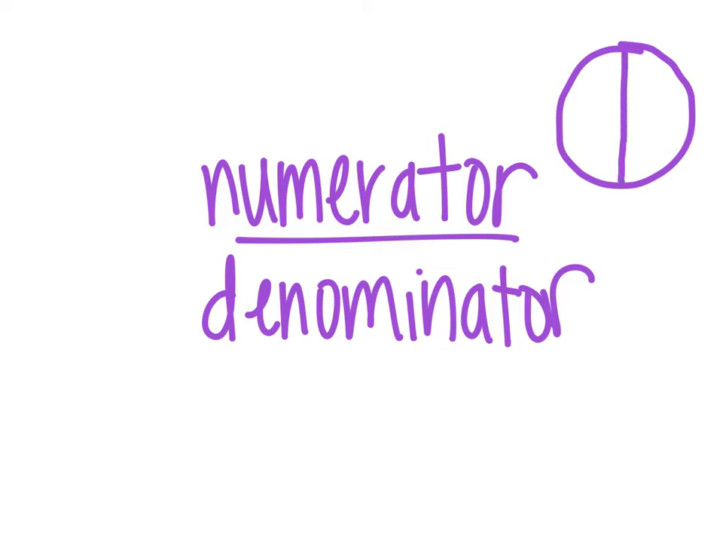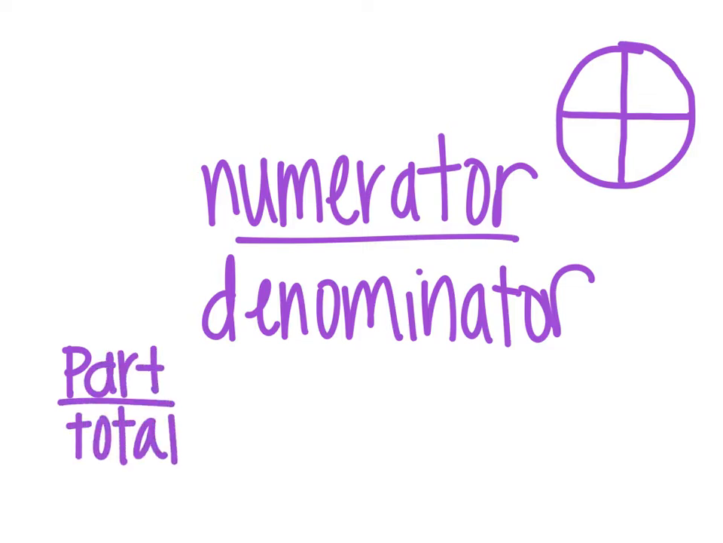So look at this pizza. Let's pretend it's a pizza. It's cut into 4 pieces. So the total goes on the bottom, and the part that you have goes up top. So we have a total of 4 pieces, and let's say I ate one of those pieces. The part that I ate is 1 out of 4 pieces. So we would read this fraction as 1/4 or 1 out of 4.